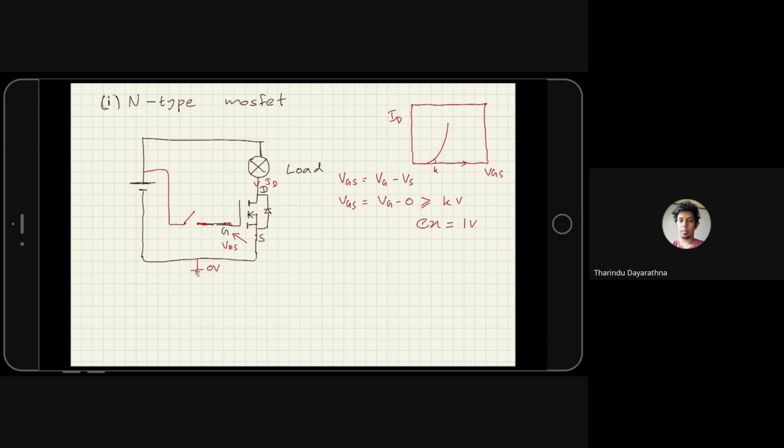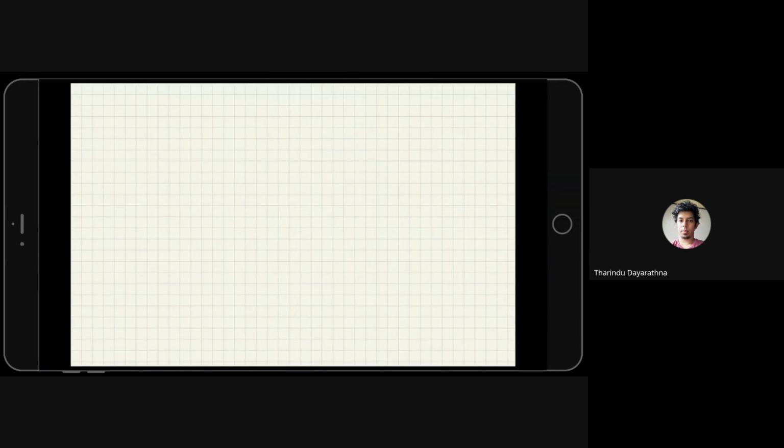Okay, this MOSFET can be placed in a different place also. Instead of here, I can place it here. So let's see that case. The second case is N-type, still N-type. What I'm going to do is place the MOSFET in the upper position. Since this is N-type, this one goes inside.